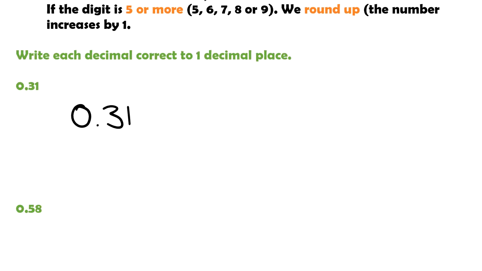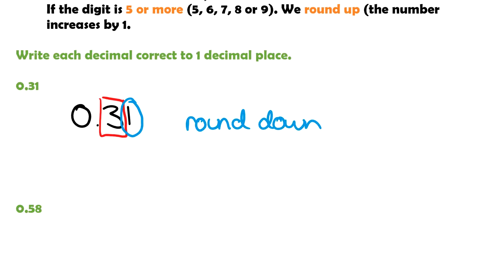0.31. We want one decimal place, so we're actually focusing on this number here. But the number we're looking at to determine whether we round up or round down is this number. Now, the blue circle decides whether the red number goes up or down. All right. So because the blue is less than 5, that means we're going to round down, which means that the 3 is actually going to just stay as 3. All right. And that would be one decimal place.